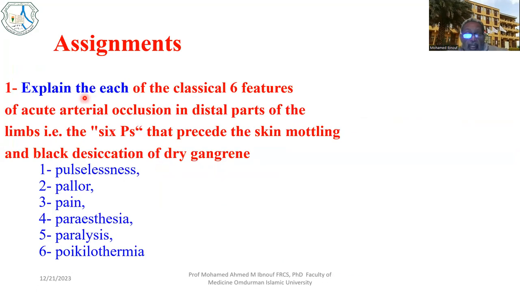Now, some questions to help the students study and discuss. The first question is, explain each of the classical six features of acute arterial occlusion in the distal part of the limb, that is before the skin mottling occurs, before the black desiccation gangrene occurs. These six features are pulselessness, pallor, pain, paresthesia, paralysis, and poikilothermia. Explain why each one of these occurs.